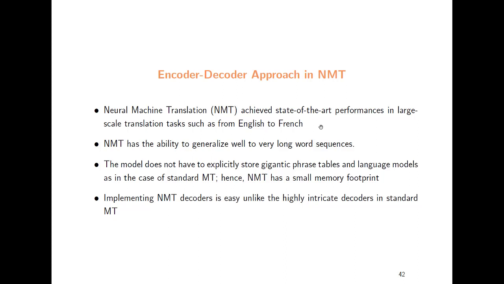Yeah, and these neural machine translation systems achieve state-of-the-art performance in large-scale translation tasks such as English to French. It has the ability to generalize well to very long sentences, and it simplified everything. I mean, it maybe made training more complicated, and maybe there you need some engineering insights, but before you needed these gigantic phrase tables and language models, as in the case of standard machine translation. And also NMT has a small memory footprint. Although the model itself is quite big, it's still much smaller than the approaches which we used before.